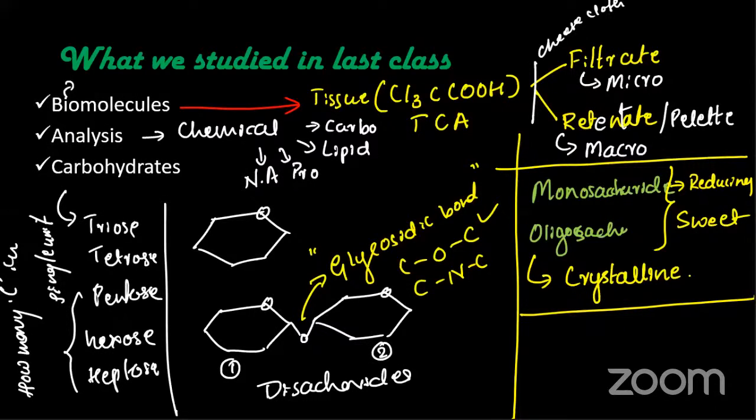Because the aldehydes and ketones are bonding with each other, forming the bond. That's why it's non-reducing. Okay. Benedict's reagent or Fehling's reagent, both of them are correct.